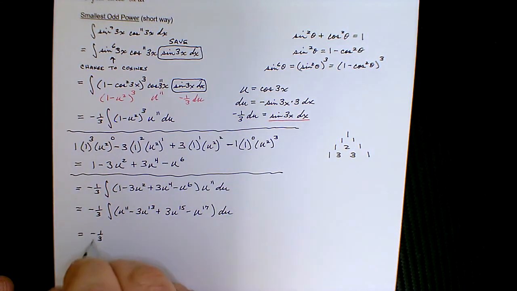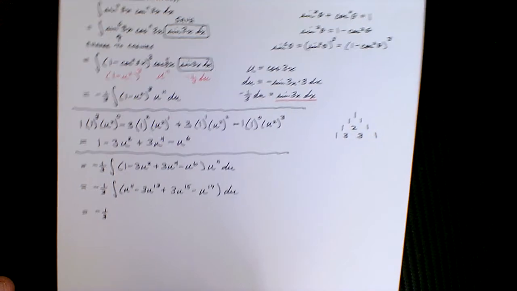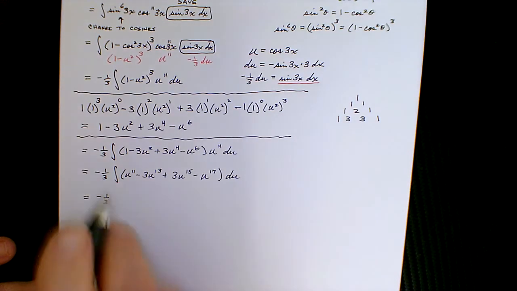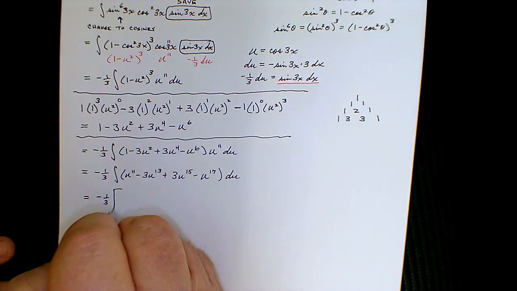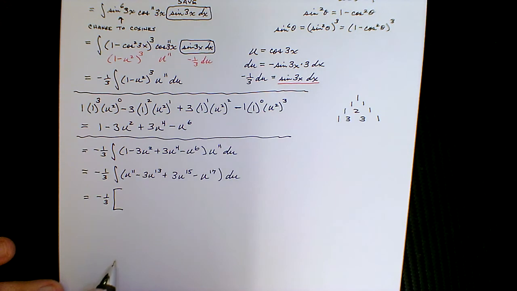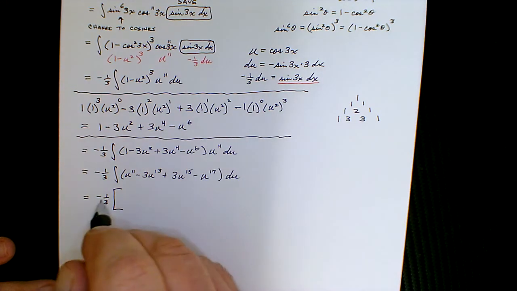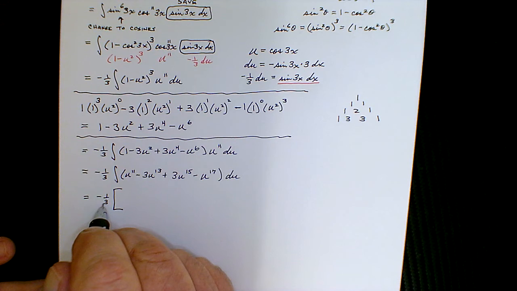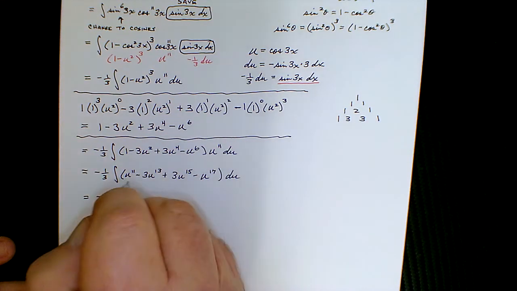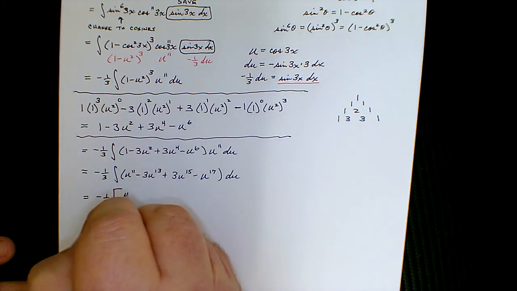Again, this is the way I like to do it. I think it's most efficient. Just write down whatever that coefficient is. Open up a big set of brackets, parentheses, whatever you prefer. I like the brackets. They stand out more to remind me to make sure I distribute this negative 1/3 when I'm finished integrating. And now integrating term by term.